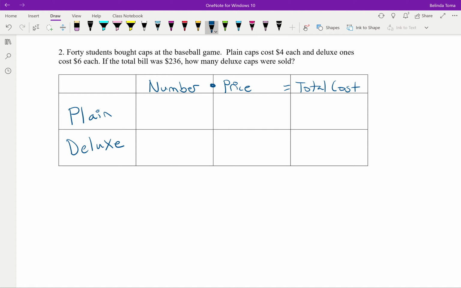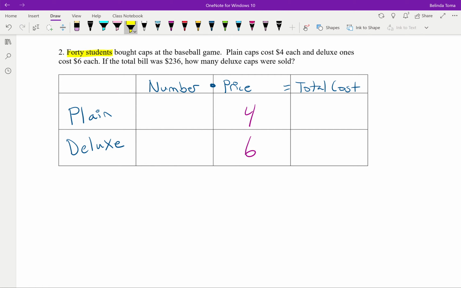So again, you could write total value. I'm not so concerned about how you label those as much as that you understand how they're getting the third column. So here the plain caps cost $4 each and the deluxe ones are $6 each. So I fill that in first because that's my easiest piece.